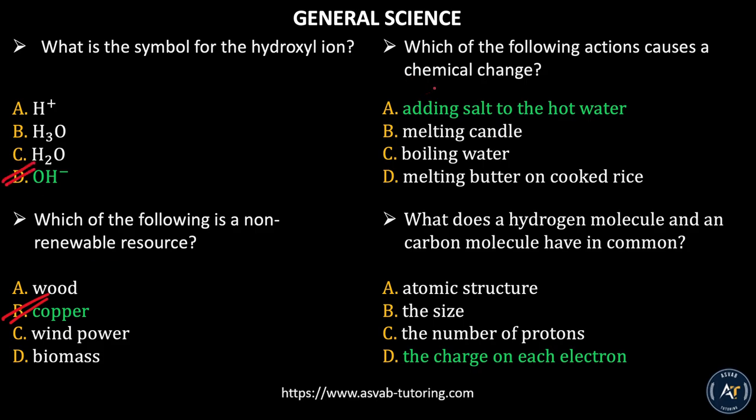Question number 11. Which of the following actions causes a chemical change? Option A, adding salt to hot water. Option B, melting a candle. Option C, boiling water. Option D, melting butter on cooked rice. The correct answer is option A, adding salt to the hot water.